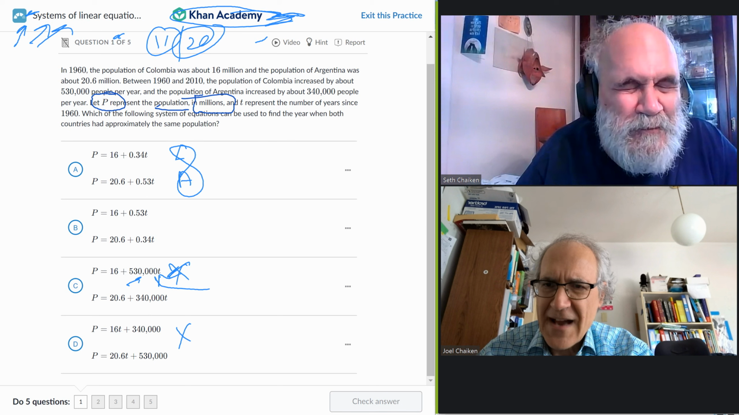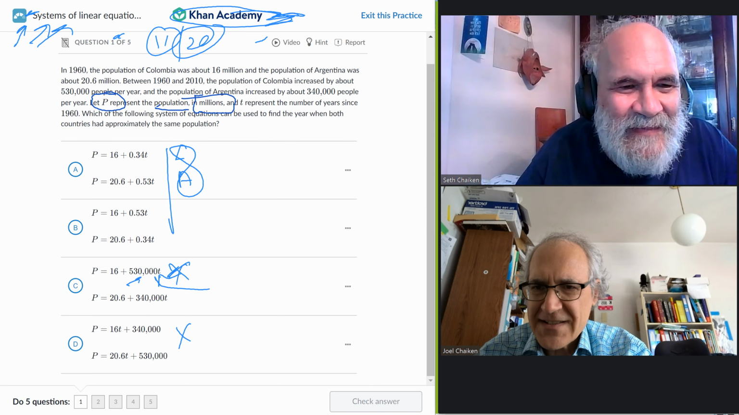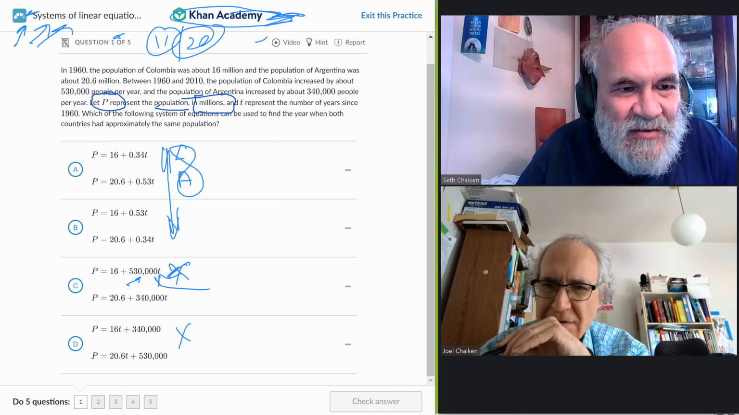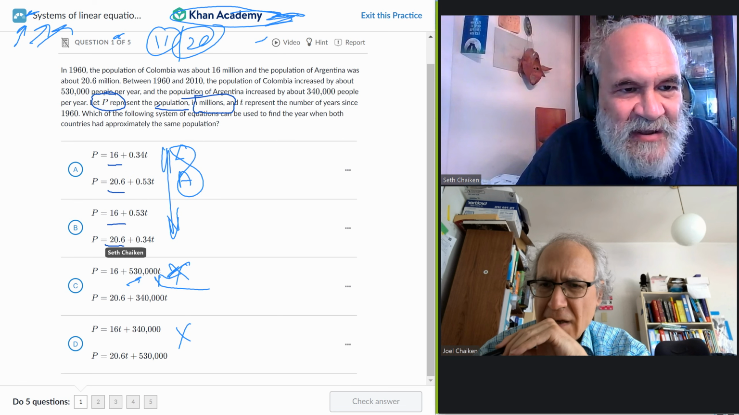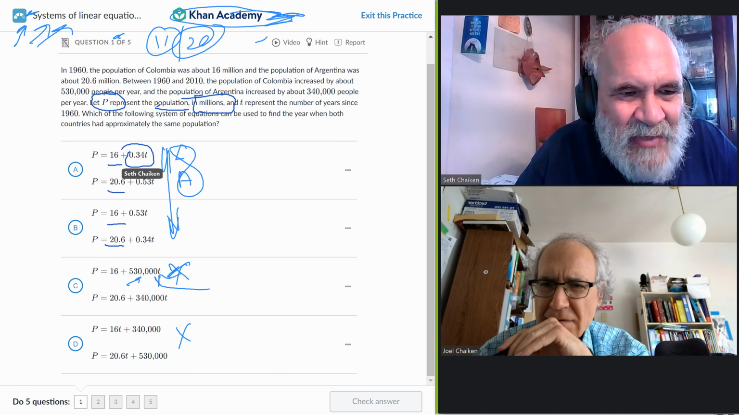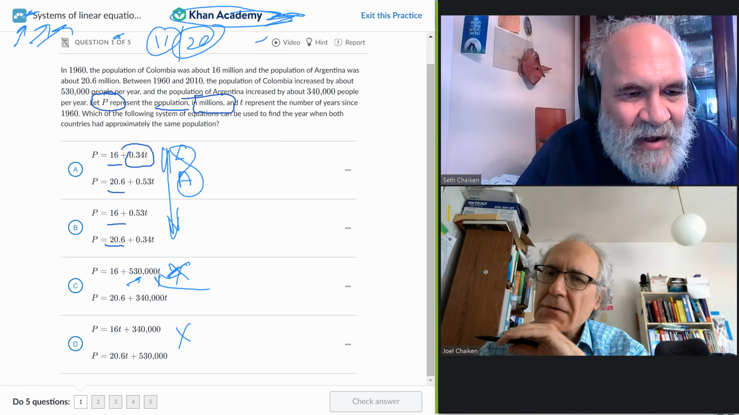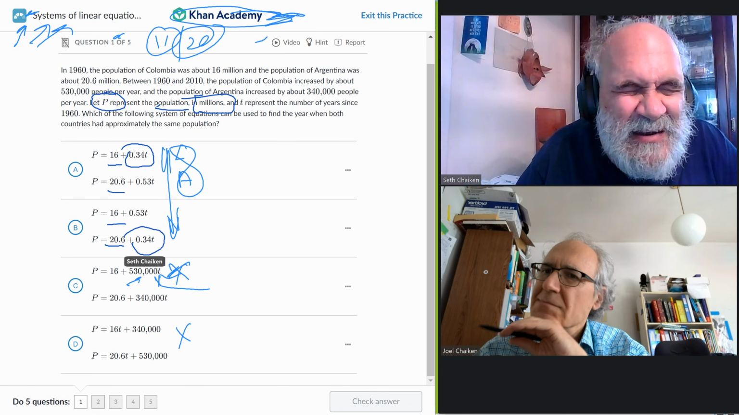So now we just look at these two. If you have dyslexia or any sort of confusion with numbers, you've got a problem because they all really look the same. You have to be careful. The 16 and the 20 are the same. But here we have the 0.34 times T in the first equation, and in this one the 0.34 is in the second equation.